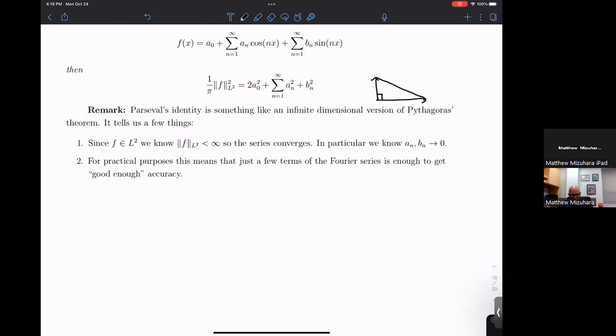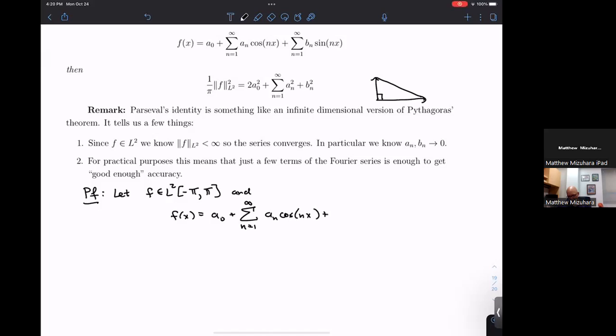Okay, so let's prove this theorem. It's actually not a terrible theorem to prove. So let's start by saying, suppose f is an L2 function from negative pi to pi, and it has a given Fourier series. So f of x equals a naught plus the sum from n equals 1 to infinity. And let me just combine all the cosines and sines together: a_n cosine of nx plus b_n sine of nx.